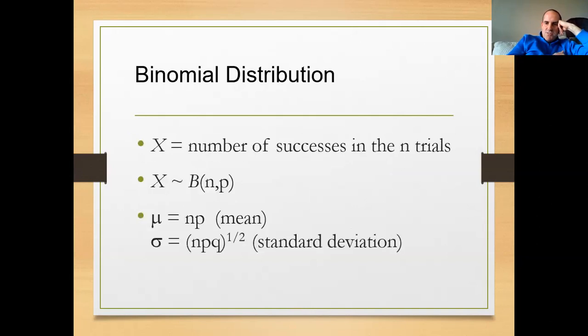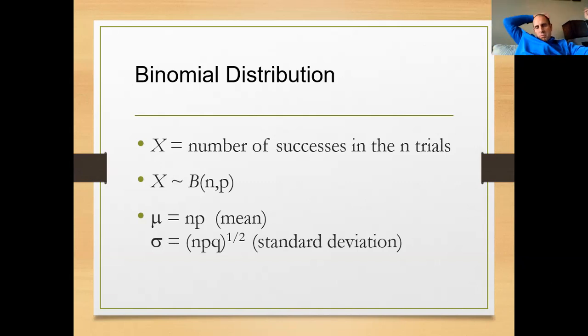So that's why we define the binomial distribution this way. X is just the number of successes in these N independent Bernoulli trials. The notation we use is X, and we put that little twiddle symbol, tilde. That means X is distributed as B for binomial. N is the fixed number of trials that you're doing for those independent Bernoulli trials, and P is the probability of success.